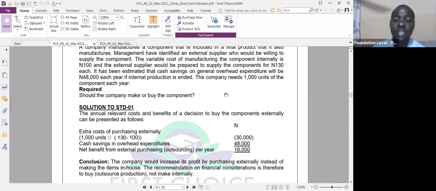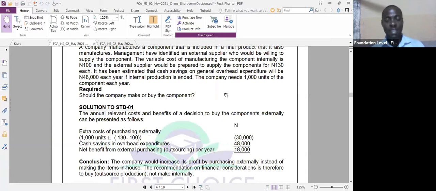So if you look at it, this 30,000 naira in brackets is the extra money you are going to spend buying the product. This 48,000 is the extra savings you will experience when you stop the internal production. And so you see the benefit far outweighs the cost. The benefit of 48,000 far outweighs the cost of 30,000. And so the net benefit is 18,000.